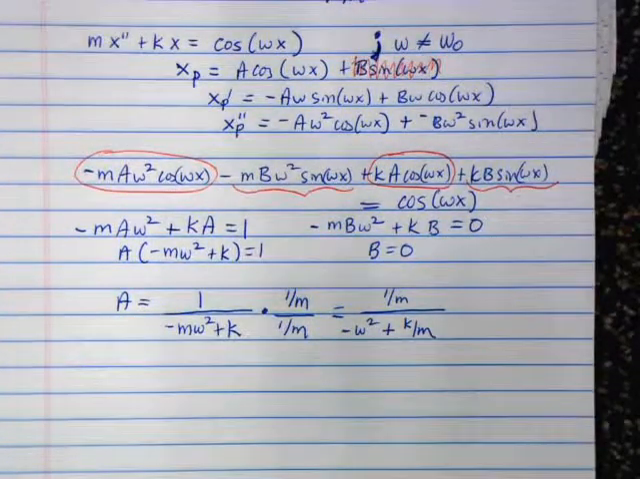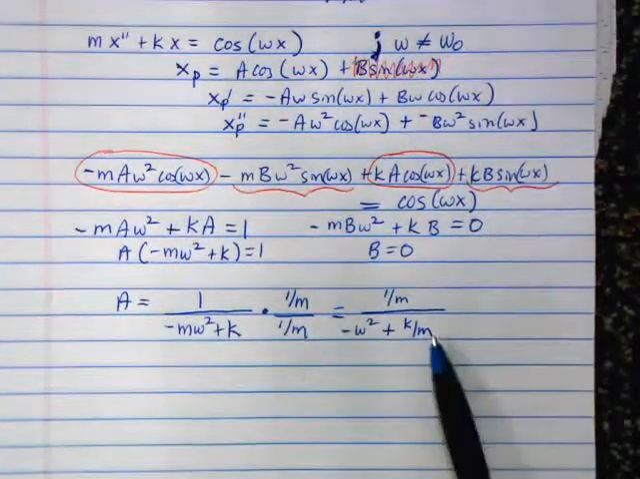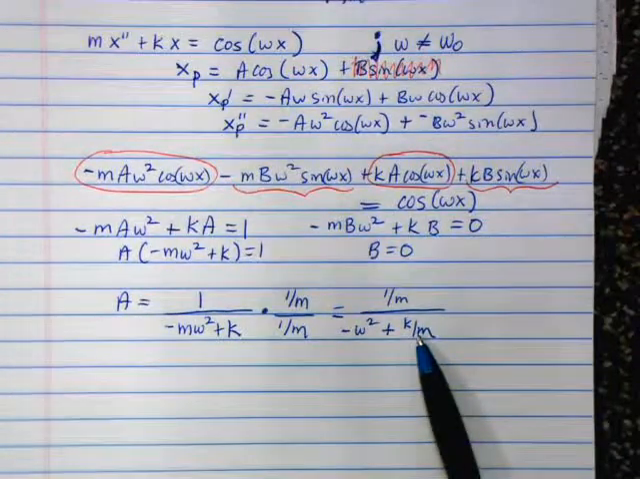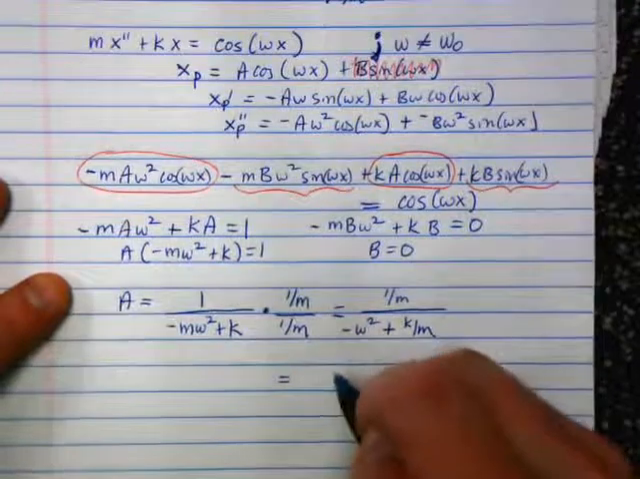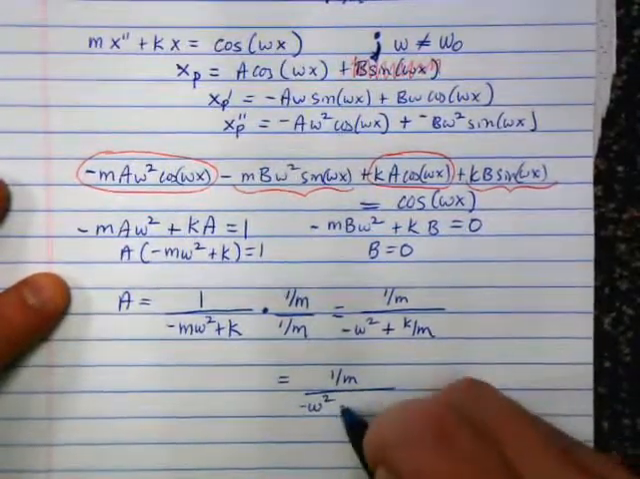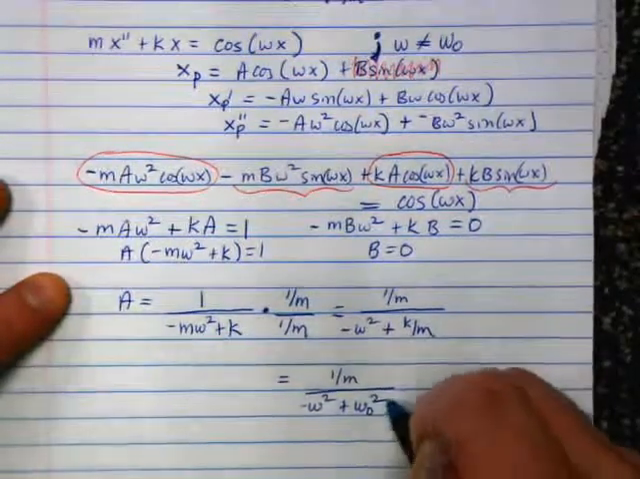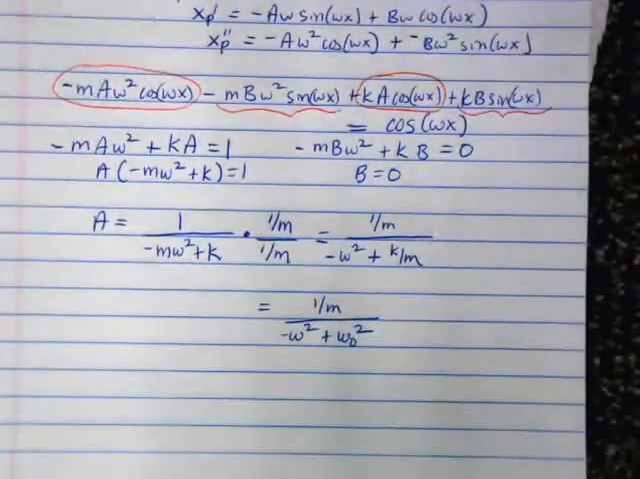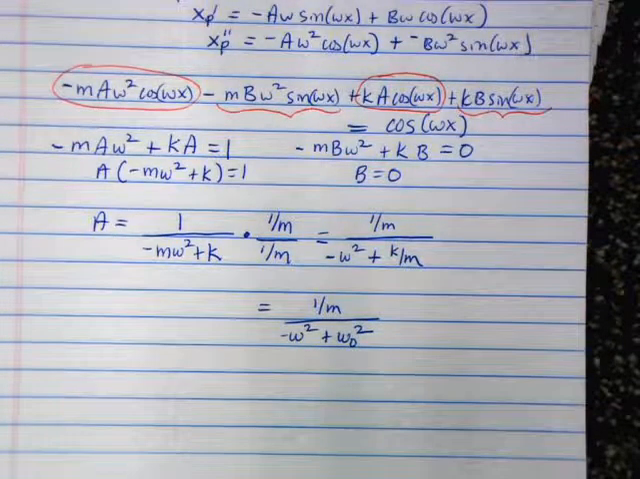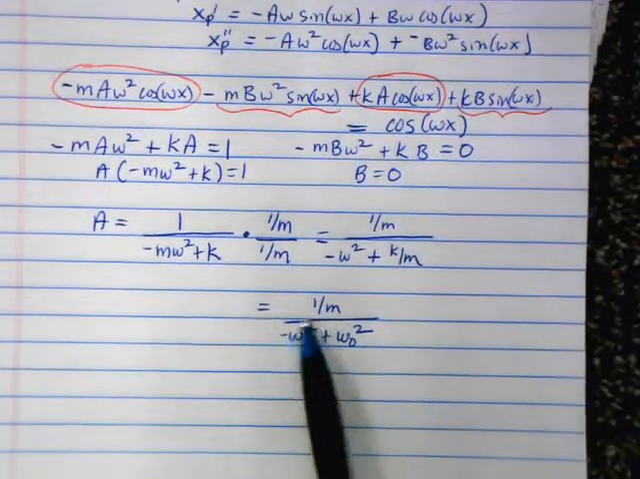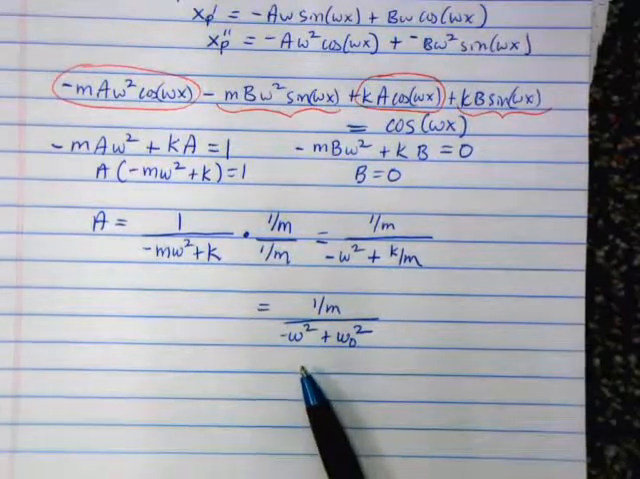The reason I divided top and bottom by m is something important. k over m is omega naught squared. So this turns out to be 1 over m divided by negative omega squared plus omega naught squared. So what I want you to consider is what's going to happen when this omega naught squared and this omega squared are close to each other.